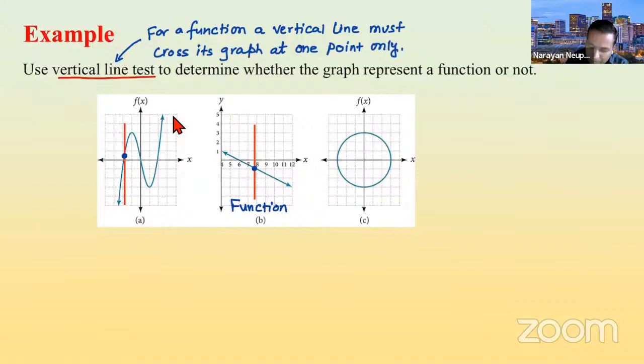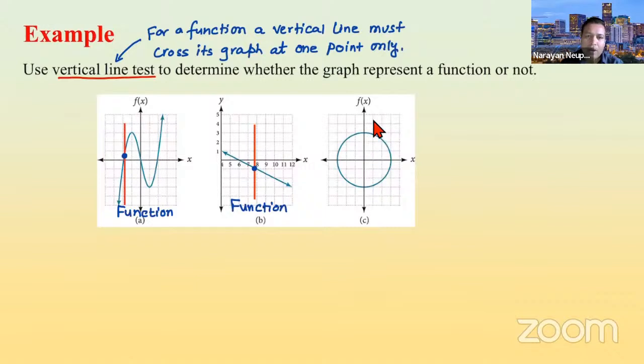It is a function. So that is also a function, because for this input value, it has only one output value. If it crosses the graph at one point, then for each input value, it will have only one output value.